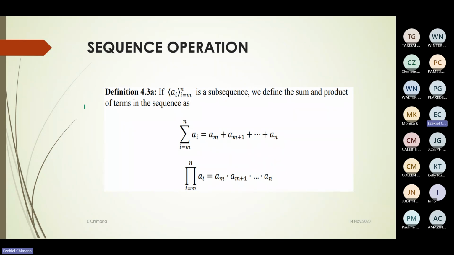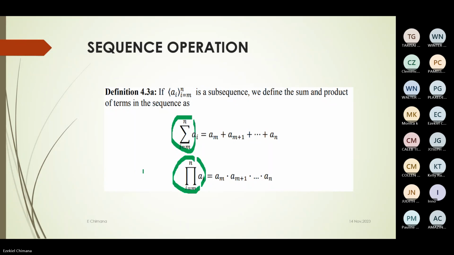So you can find the summation or the multiplication, or we call it the product, of subsequences. You can find the multiplication or the summation of subsequences. How can you do so? You can add from i equals m up to n. You can do the summation, which is a_m plus a_(m+1) plus dot dot up to a_n.